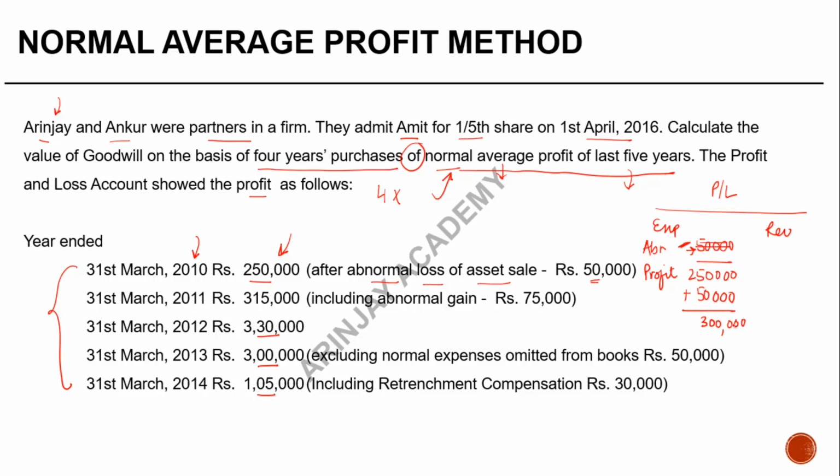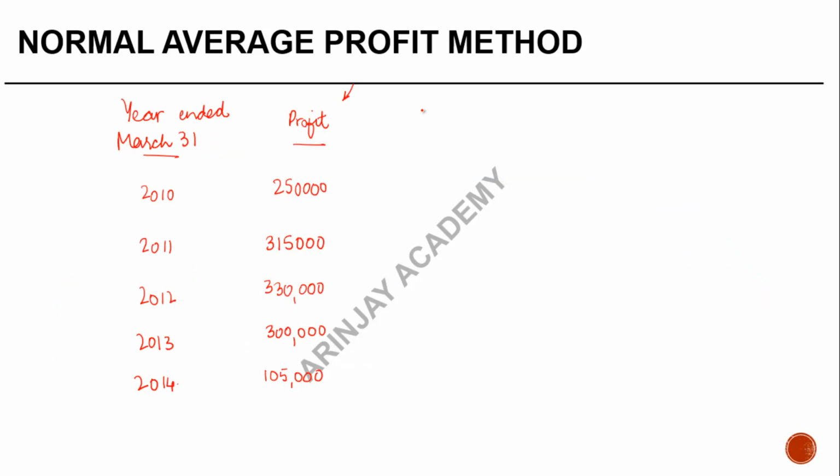So I am going to make an adjustment for this profit in this year. So adjustment. How much is the adjustment here? 50,000. And what's the reason for this? The reason is this was an abnormal loss debited to the profit and loss account. What will be my revised profit, or the normal profit, if I may call it? It would be 3 lakh for this year.